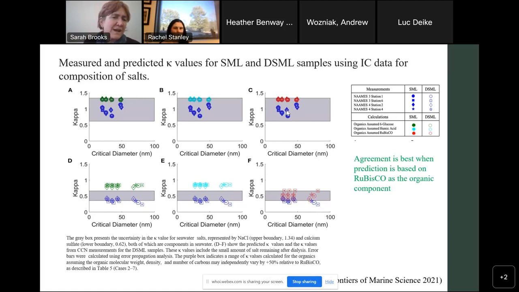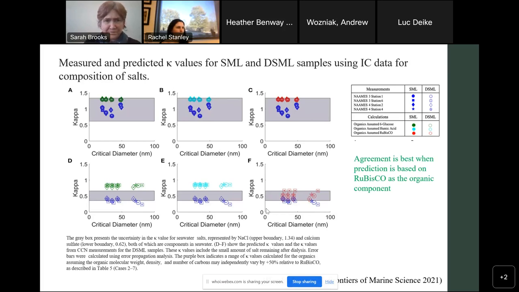In contrast, our initial calculations for organics were not as strong. You see those in D, E, and F, where we looked at glucose, humic acid, and Rubisco, and we looked at the others, but that's what's plotted here. Of the values that we looked at for smaller molecules, we did not do so well, but we were very pleased to see that when you assume that the organic is Rubisco, you are able to predict the kappa with really good precision. Other very large proteins and enzymes could also have the same effect and probably do, so that is something we would want to look into more.